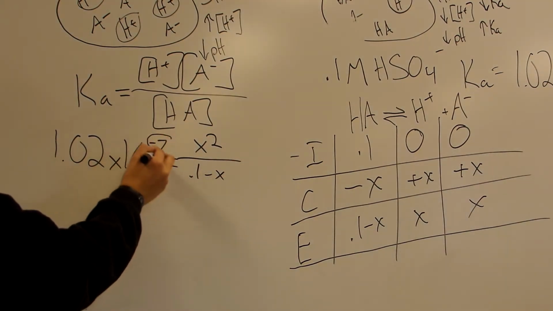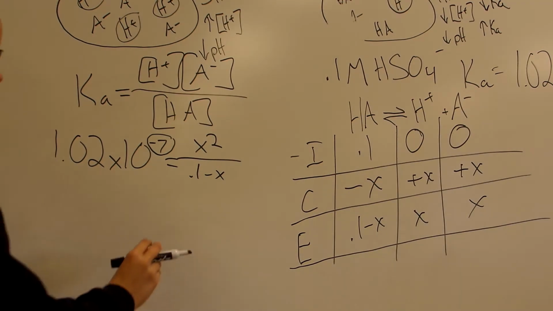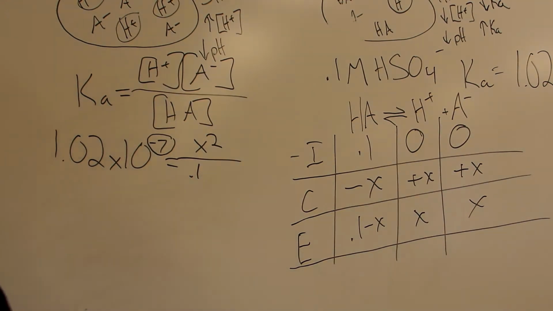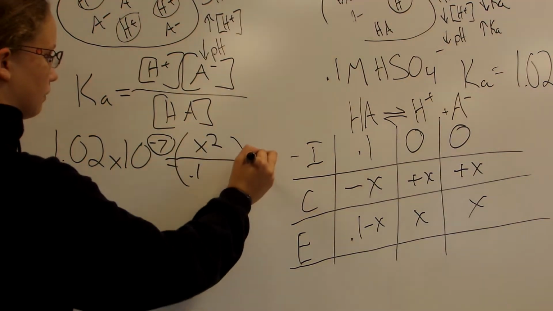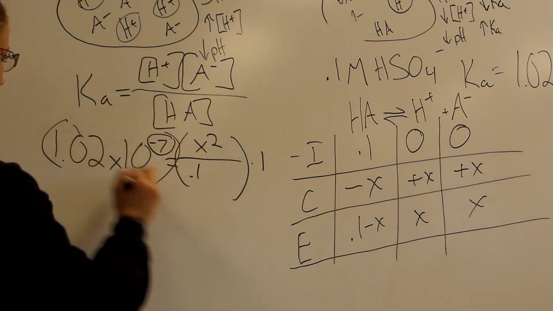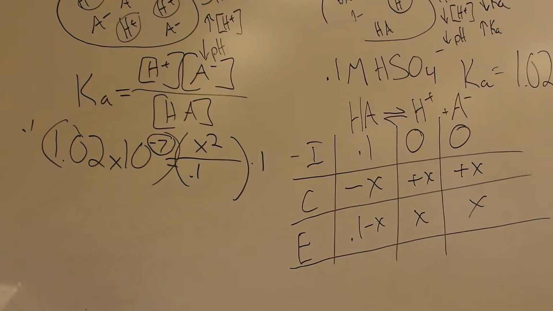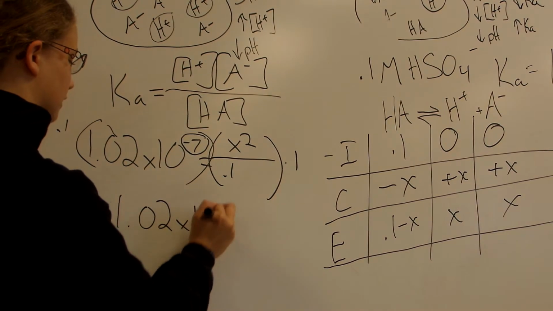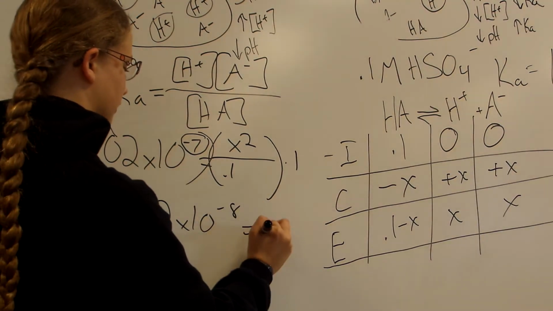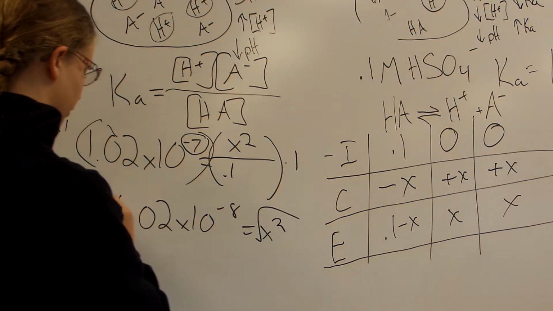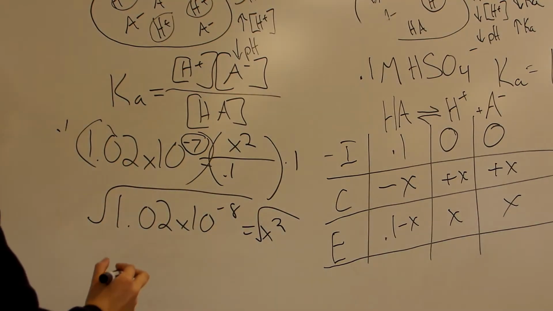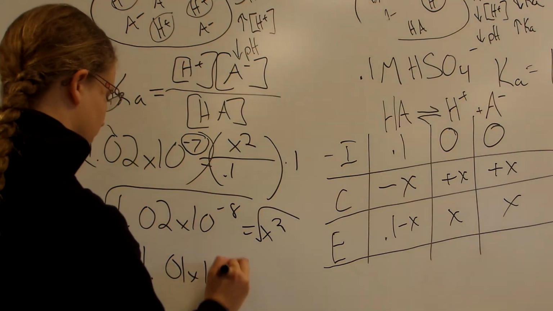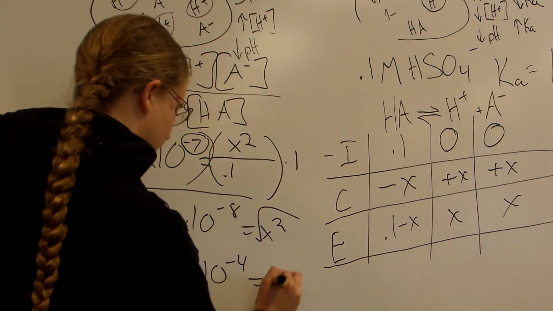Since this is to a negative 7, we can assume that this x is going to be very small and get rid of it. So now what we need to do is multiply both sides by 0.1. And we will end up with 1.02 times 10 to the negative 8 equals x squared. So we'll take the square root of both sides, and that comes out to 1.01 times 10 to the negative 4, so that's our x.